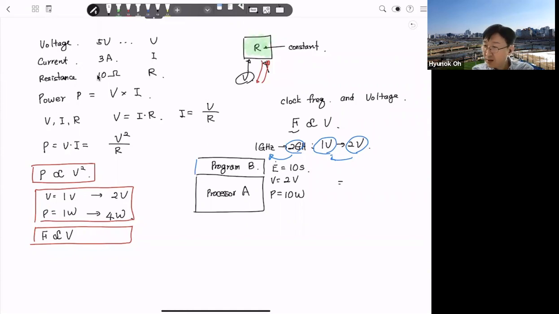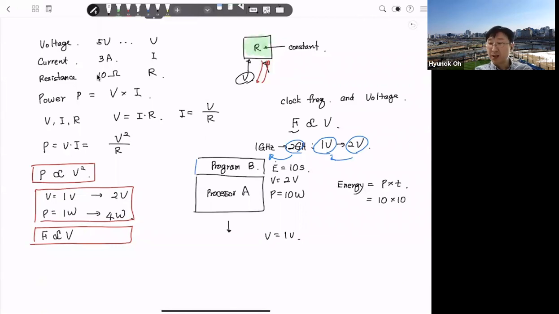Then what's the total energy consumption? Energy is just power times time, right? So energy consumption is the multiplication of power and time. So energy is 10 watts times 10 seconds. That's the energy consumption. Now what we are doing is decreasing the voltage to 1 volt, reducing the voltage to half.